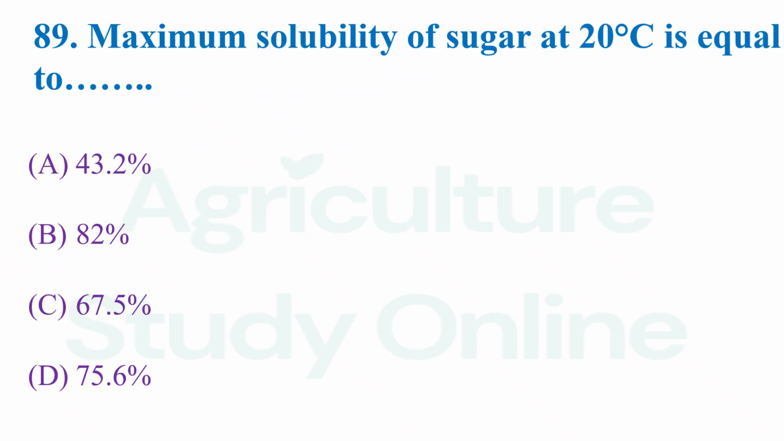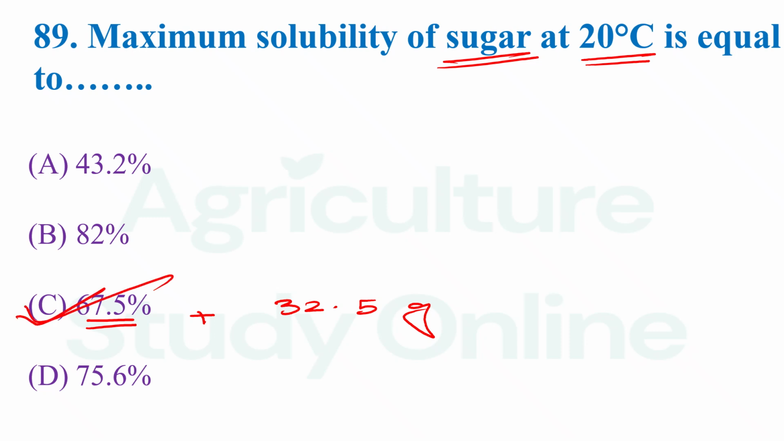Question number 89. Maximum solubility of sugar at 20 degrees Celsius is equal to, so at 20 degrees Celsius, the maximum solubility of sucrose, that is table sugar, in water is approximately 67.5%. So a saturated sugar solution at 20 degrees contains 67.5 grams of sugar and 32.5 grams of water. Beyond this, sugar will not dissolve and it will remain undissolved. So the correct option is C.